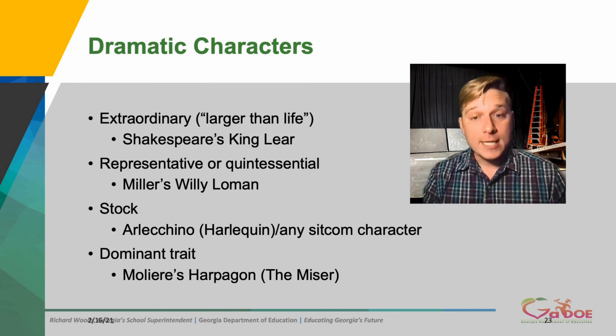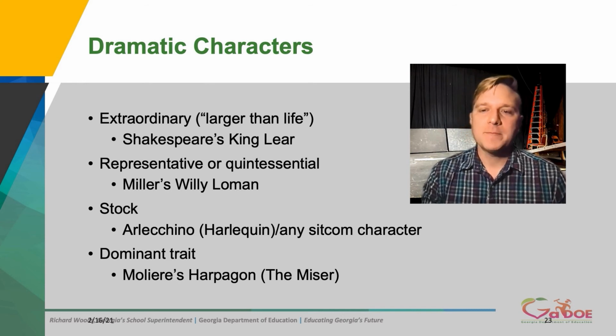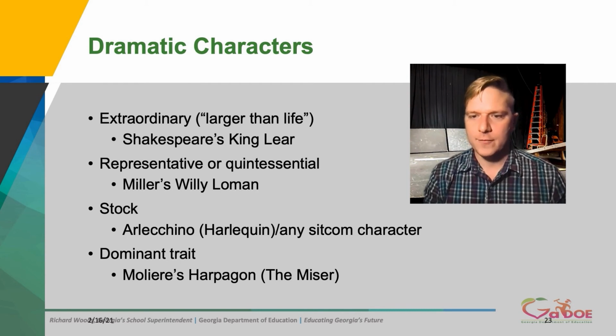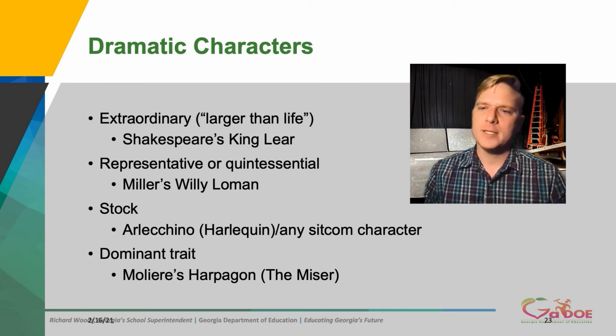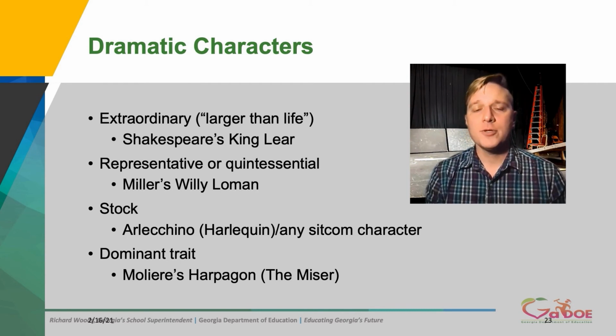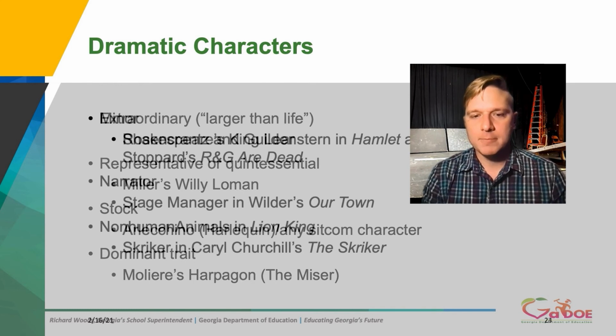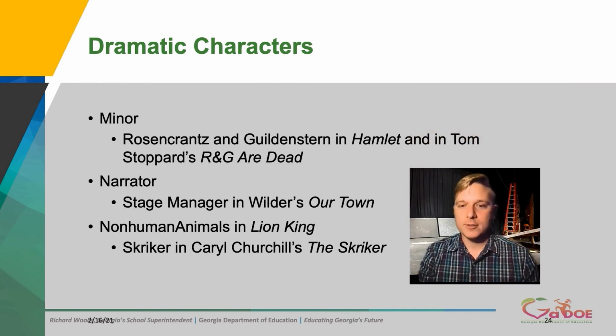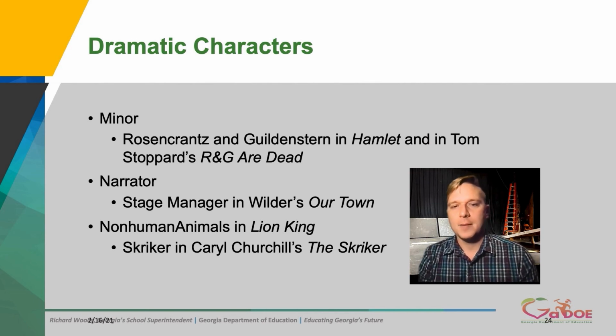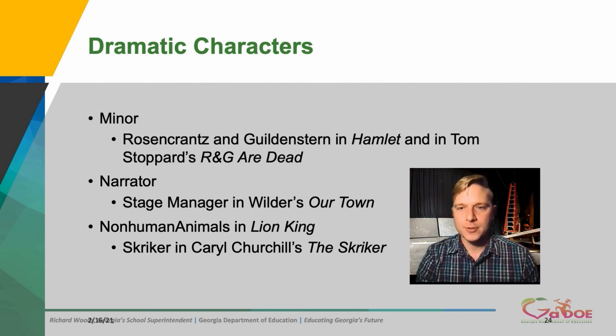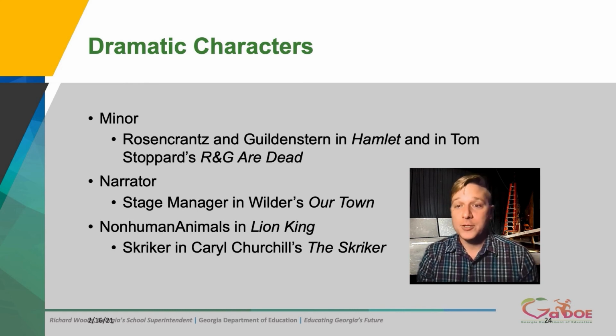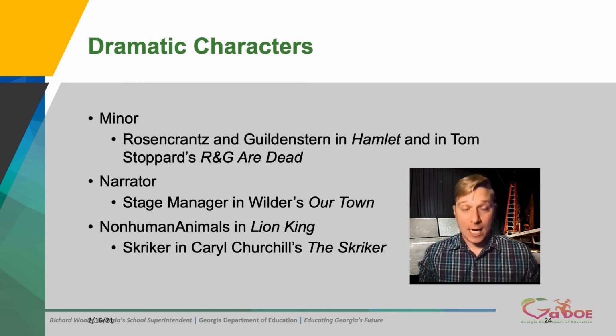The dominant trait character. These characters are governed by a specific singular personality, such as greed or nervousness or confusion, but they don't fall into the common stock type. Ebenezer Scrooge is a good example. Moliere's The Miser. Then we have minor characters. These characters exist to further the larger plot. The classic example in Shakespeare is Rosencrantz and Guildenstern in Hamlet, featured as main characters in Tom Stoppard's Rosencrantz and Guildenstern Are Dead. A narrator character can also be used.